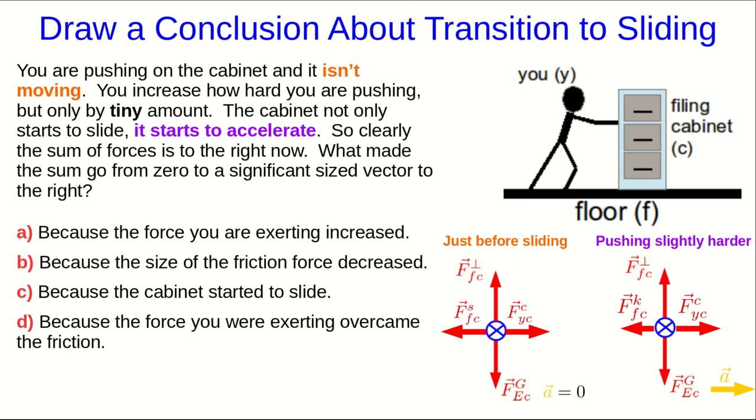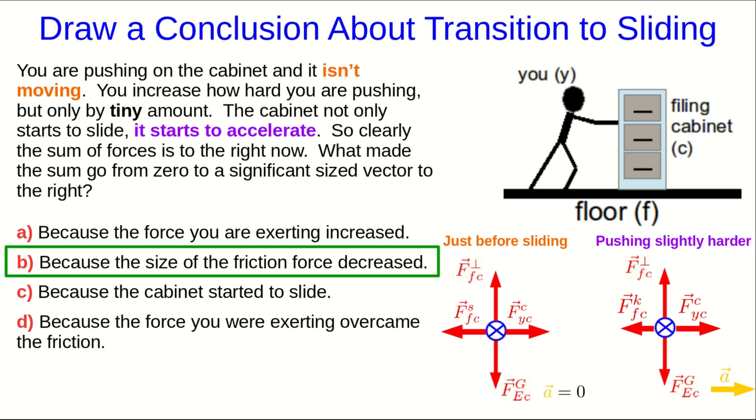Answers C and D have nothing to do with the forces changing, so they will not do as explanations of why the acceleration changed from 0 to a significant vector to the right. And you only changed your push by a tiny amount. That can't have made the difference to cause a large change in the acceleration. And so the only possible explanation is that the friction force decreased in size.